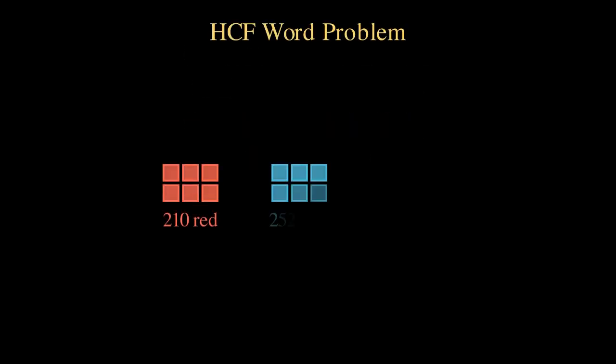A warehouse has 210 red boxes, 252 blue boxes, and 294 green boxes. All boxes must be arranged into identical stacks with only one color per stack, every stack in the warehouse having the same number of boxes and no box left unstacked. What is the largest possible number of boxes in each stack? We need the largest stack size that divides all 3 box counts evenly. With 3 numbers, it helps to first find the biggest common piece size for 2 of them, and then combine that result with the third number the same way.